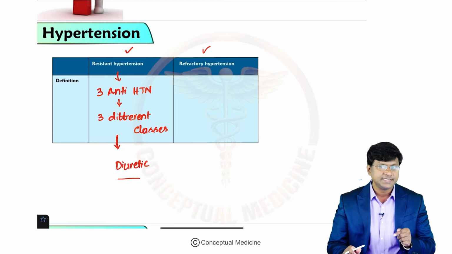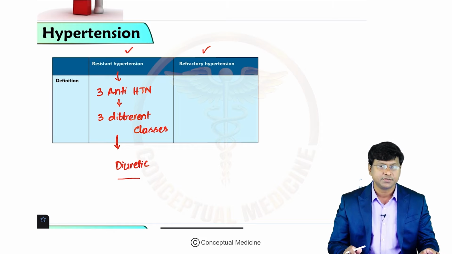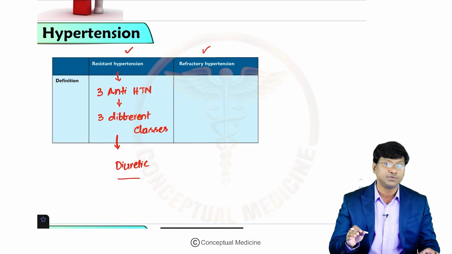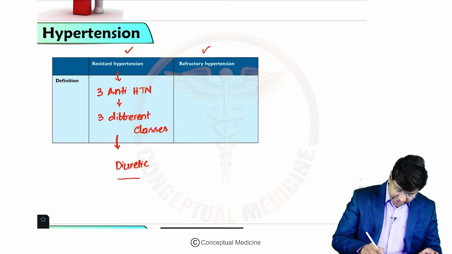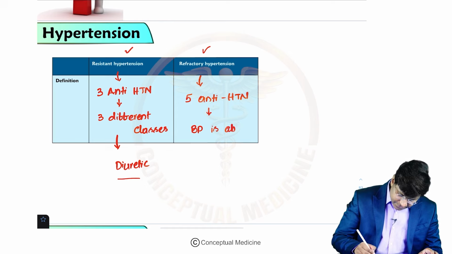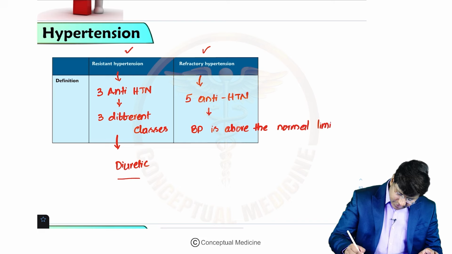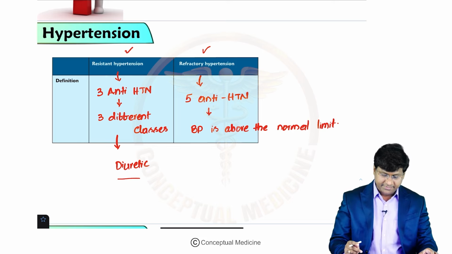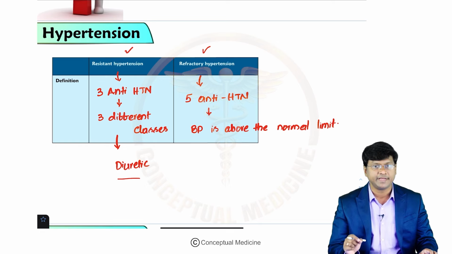Refractory hypertension is the scenario where the individual has uncontrolled blood pressure on more than or equal to 5 antihypertensives, right? So, the individual is on almost 5 antihypertensives, but still the blood pressure is above the normal limit. That is what is called refractory hypertension.